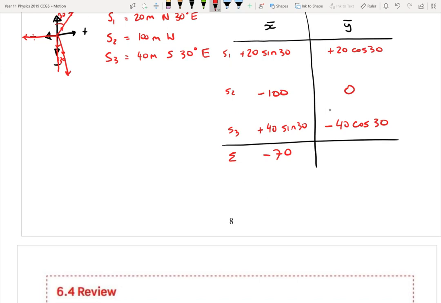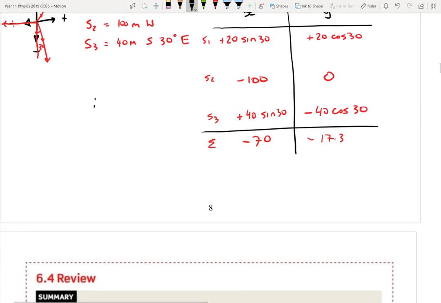And again, I reckon we're going to be down here in the negative. So I'm reckoning the y component, the sum of the y's, will be negative as well. So 20 cos 30 minus 40 cos 30, negative 17.3. So now if I wish to recombine my vector, we're going to go across by 70, down by 17.3. Okay, again, Pythagoras and arctan to find magnitude and direction.